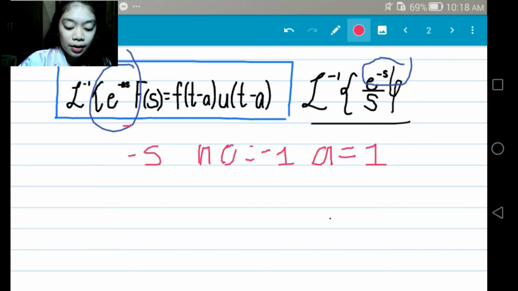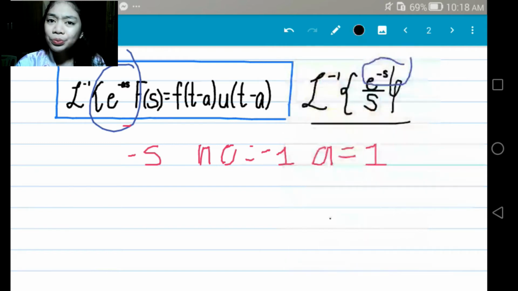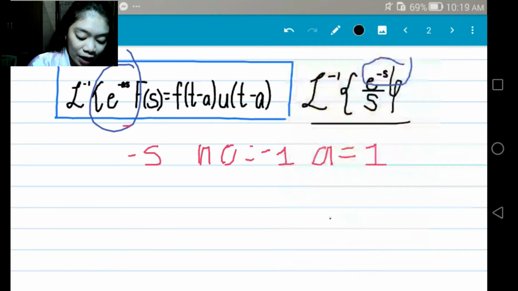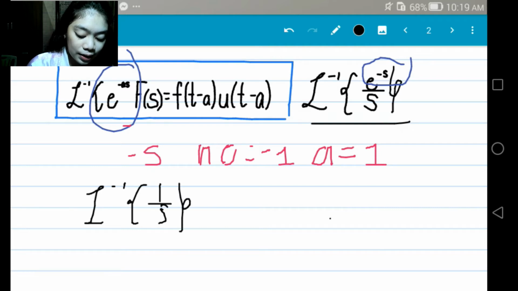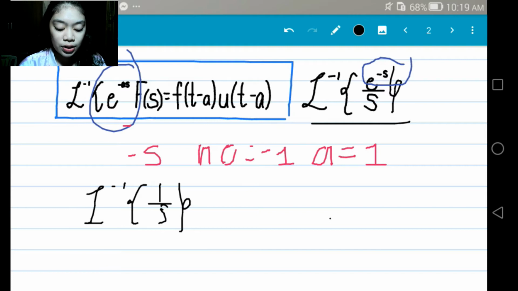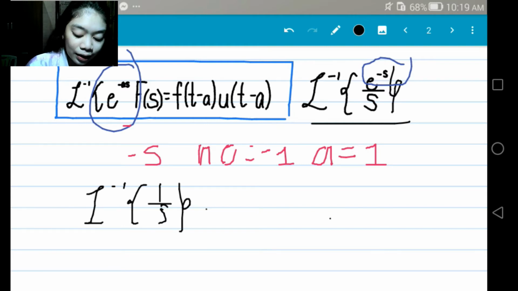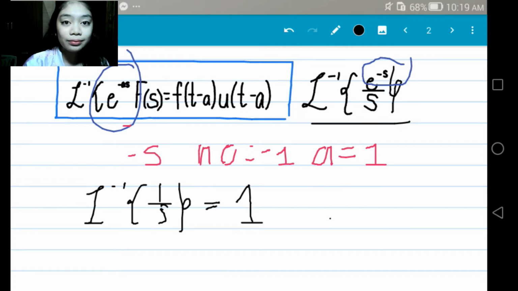Next, we need to find the F of s. How could we find the F of s? If e raised to negative s serves as e raised to negative as, the only thing left is 1 over s. Okay? So we just have to get the Laplace inverse of 1 over s, which means 1 over s is our F of s. The Laplace inverse of 1 over s is simply 1.